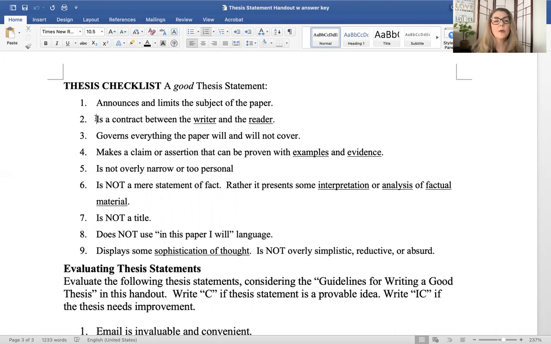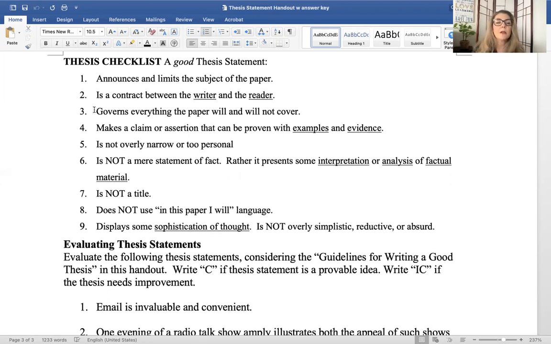All right, number 2, a good thesis statement is a contract between the writer and reader, which means that once you give the reader that thesis statement, you're telling that reader, this is what my paper will focus on. So it's very important that you support that thesis and you don't go off track. The evidence, the examples, and so on, always tie back to that thesis.